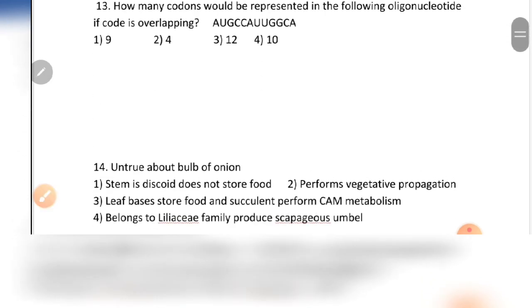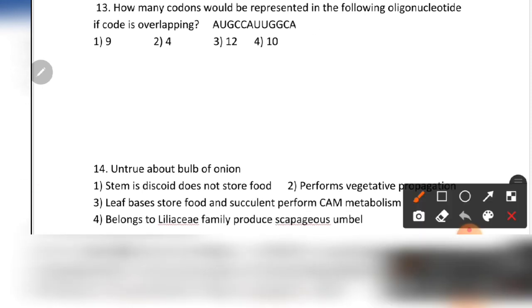How many codons would be represented in the following oligonucleotide if the code is overlapping? Let me read. So it was in the compressed data. Just let me write some words. Wait students. A U Z C C A U U G G C A. How many nucleotides? There are 1, 2, 3, 4, 5, 6, 7, 8, 9, 10, 11, 12. There are 12 nucleotides present on the mRNA.